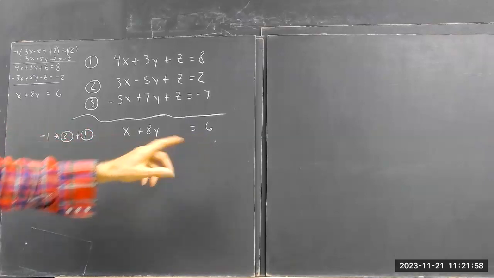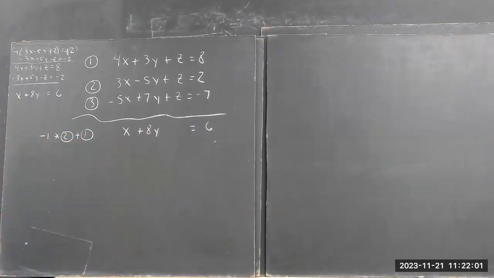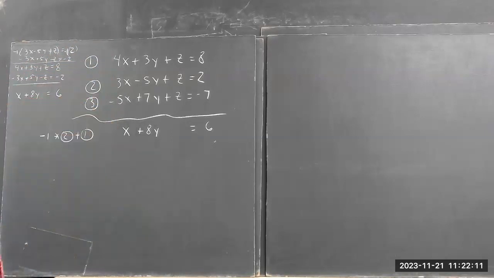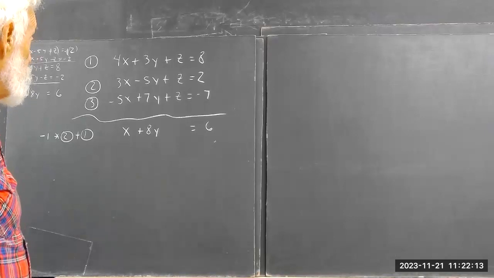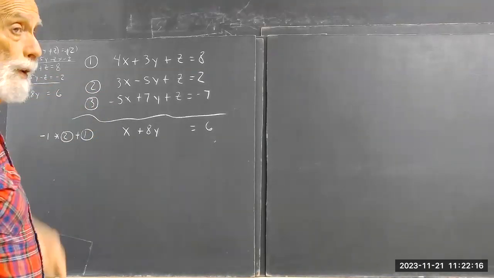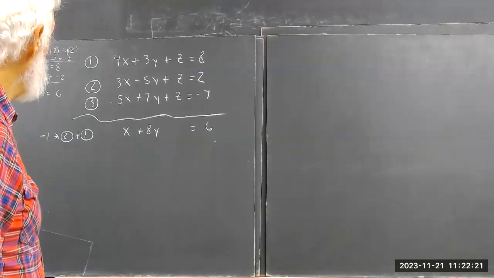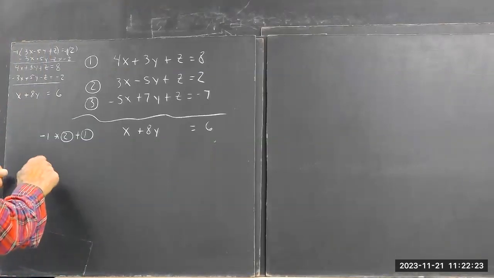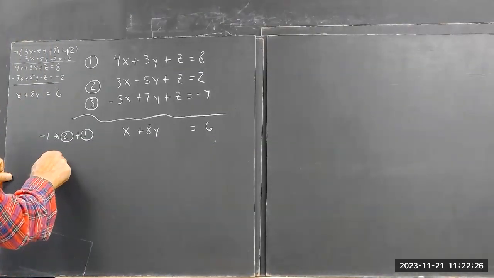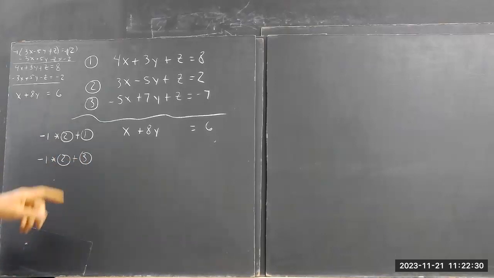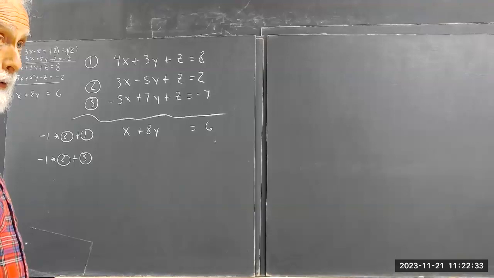So here I have an equation of just two variables. Now I'm going to do the same thing with two other equations. It could be either the first and third or the second and third. Okay, doesn't matter which one I choose. So I'll choose the second and the third. Okay, and I'm going to do -1 times the second equation added to the third.